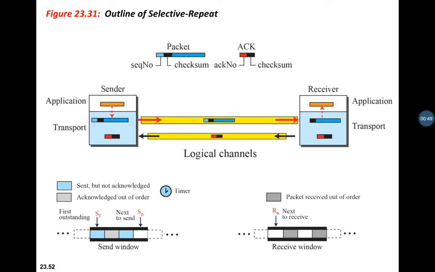So this is the outline of the selective repeat. You can see this was discussed. One thing to be remembered here is that the send window and the receive window are of the same size, and here packets can be acknowledged out of order and also received out of order. This is extra compared to the go back N protocol.